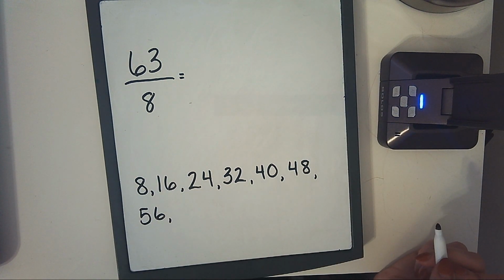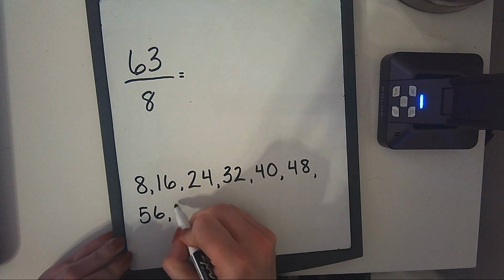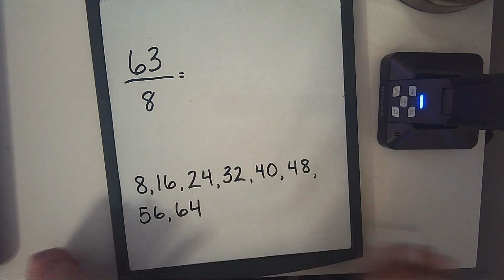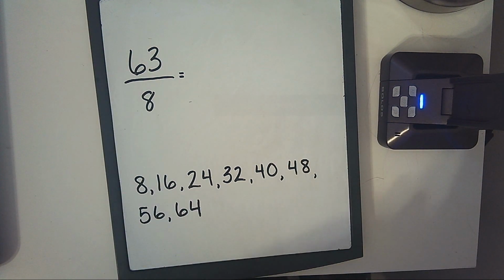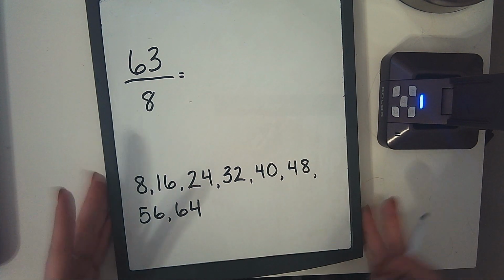56 plus 8 is 64. And that's more than 63, so we can stop. So use your skip counting to see. It's kind of like when we're dividing.